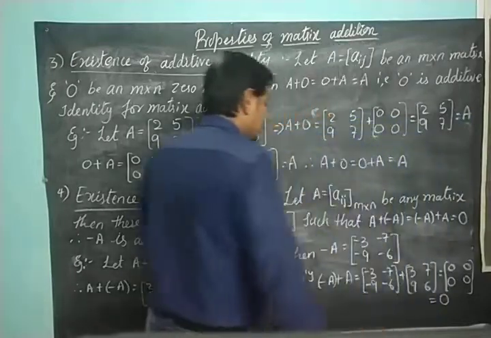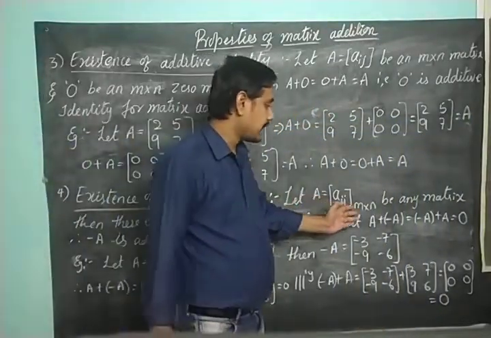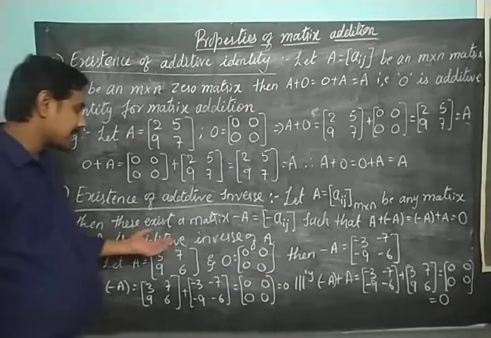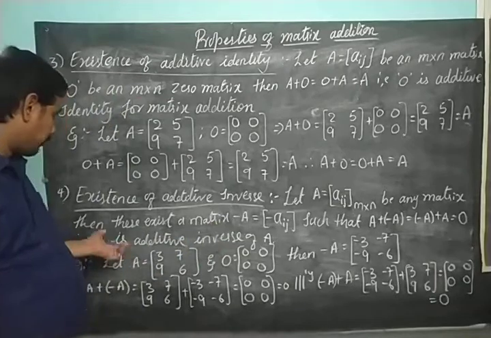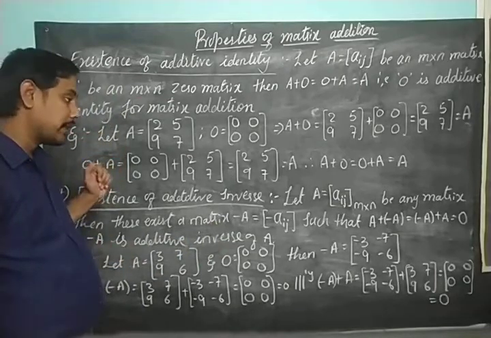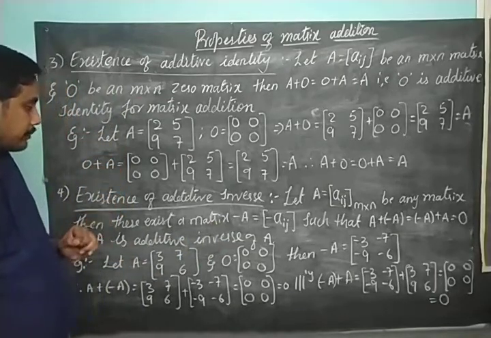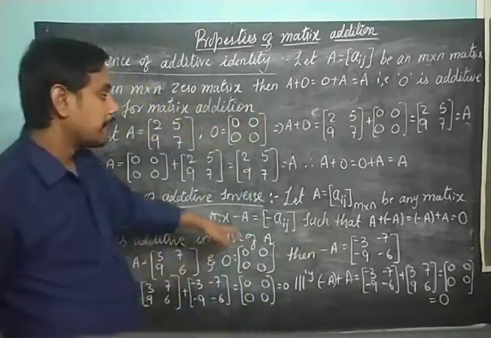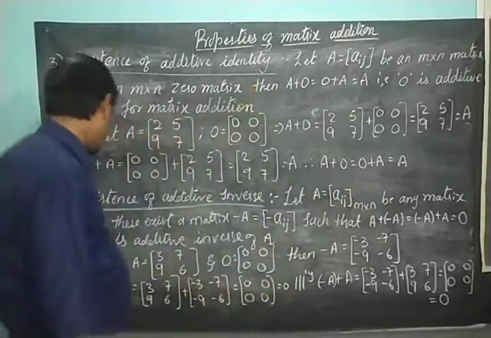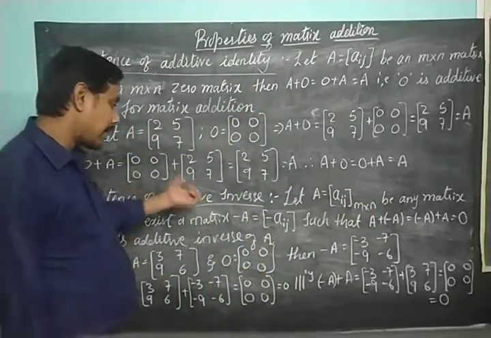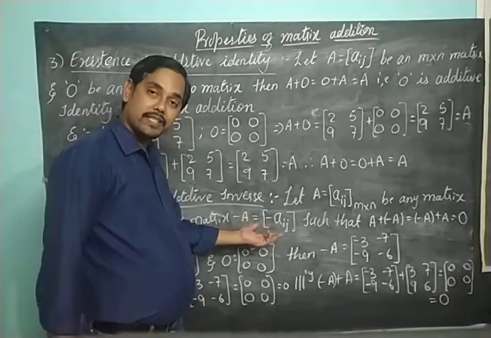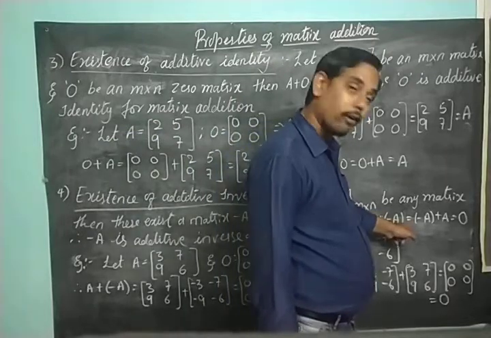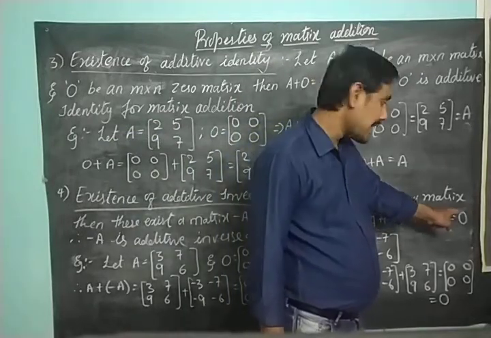So let A be equal to Aij, M cross N, be any matrix. Then we call minus A the additive inverse of A. When do we call it that? If A is Aij, M cross N, is any matrix, then there exists a matrix minus A, which is minus Aij, such that A plus minus A is equal to minus A plus A, that is equal to 0.